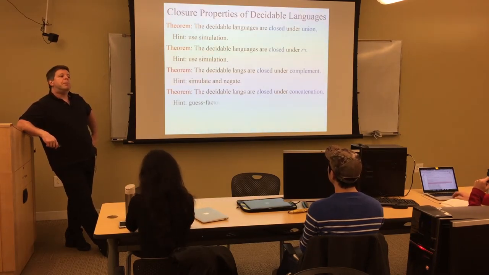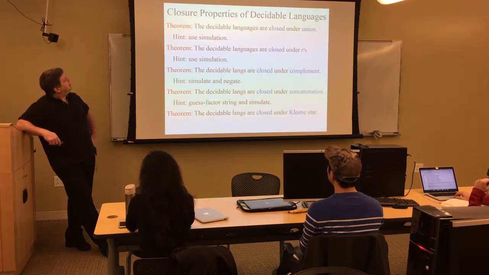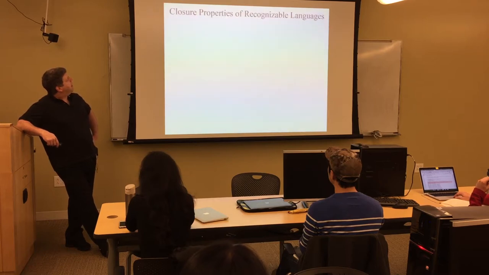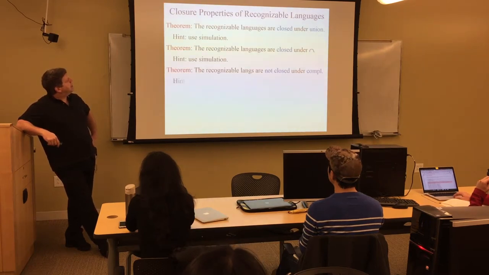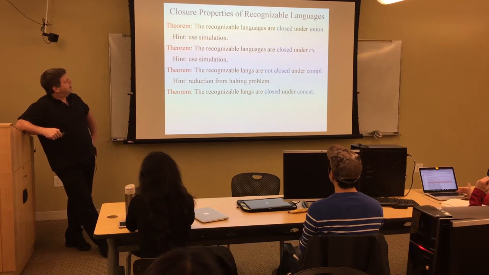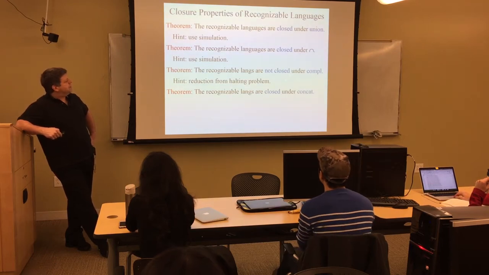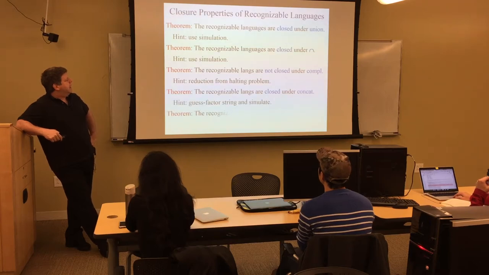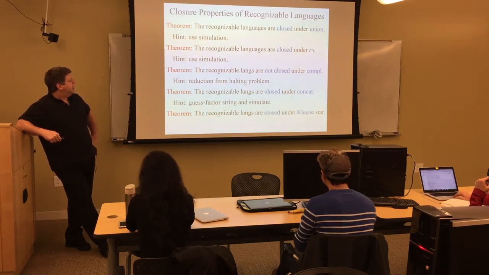So we proved some closure properties. We left off with a bunch of theorems in quick succession. Right? We proved that the decidable languages are closed under union, intersection, complementation, concatenation, and Kleene star. It's a lot of closure properties there. On the other hand, the recognizable languages are closed under union and intersection, but not complementation. They're closed under concatenation.